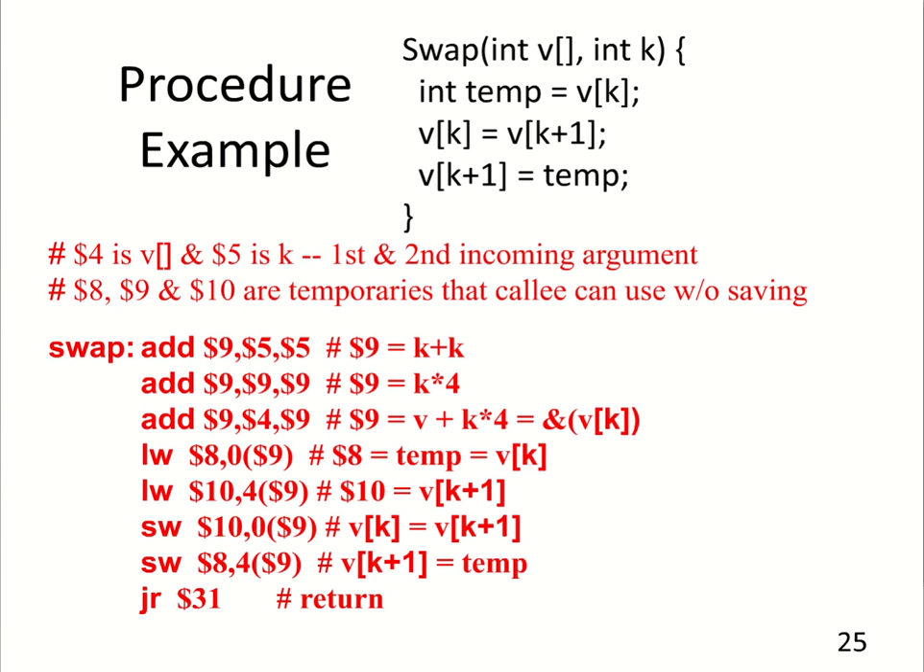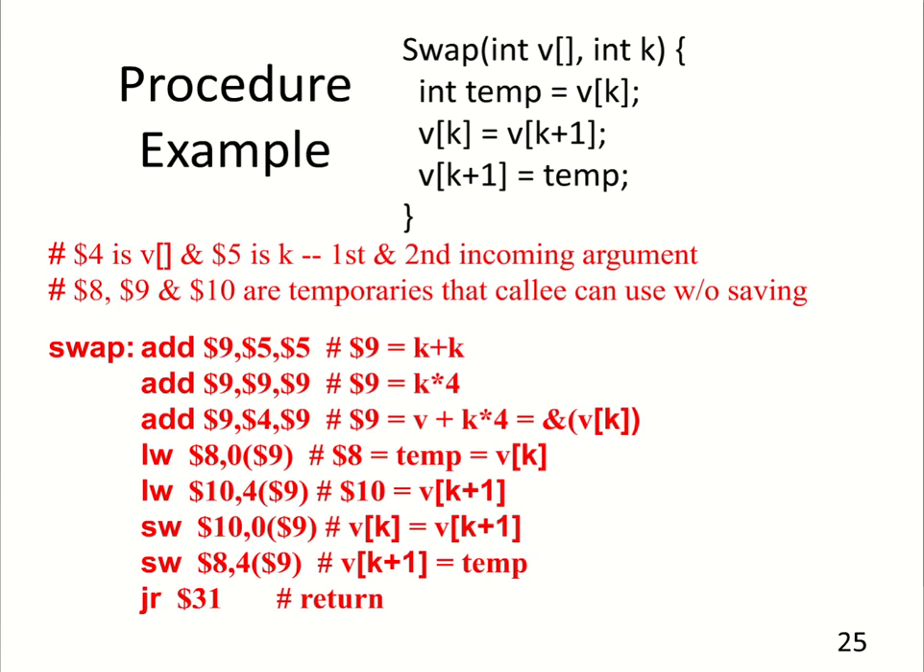Just to make this a bit more clear, here's an example of a procedure. We have a procedure called swap that takes 2 arguments, one of which is a pointer to an array V, and one is an index. What we want to do is basically swap locations k and k plus 1 in that array, which is what the C code shown does.